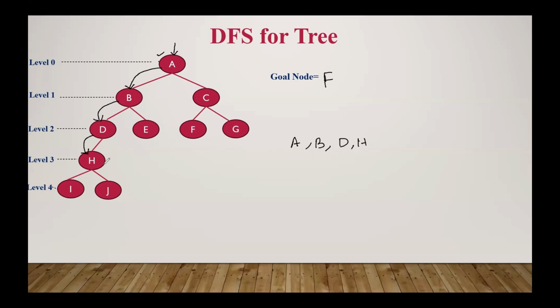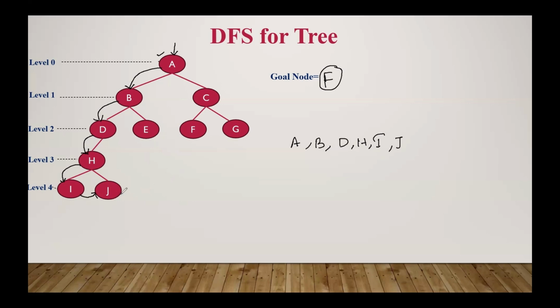H. Is H a goal node? No, H is not a goal node. If it is not a goal node and there is a child, we traverse this child. Then I is not a goal node because our goal node is F. Here, I has no children. If there are no children, then it will go to the sibling, that is J. Now J does not have any children. If it does not have children, then what happens?